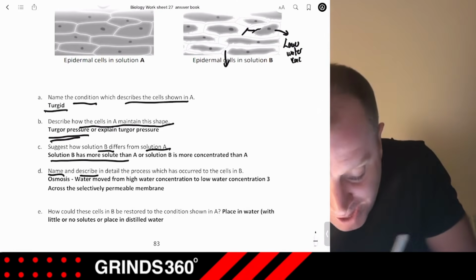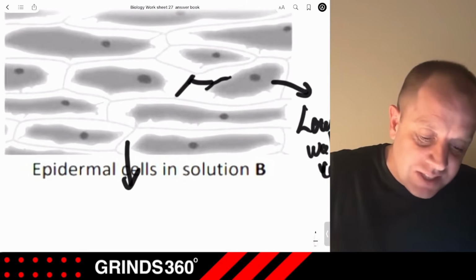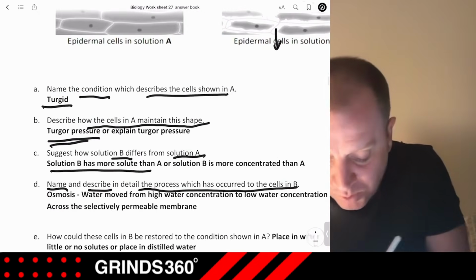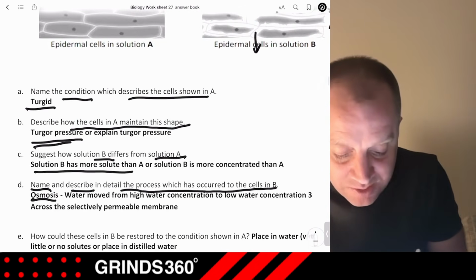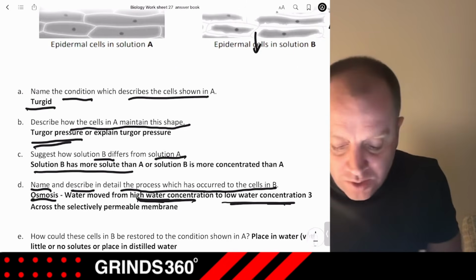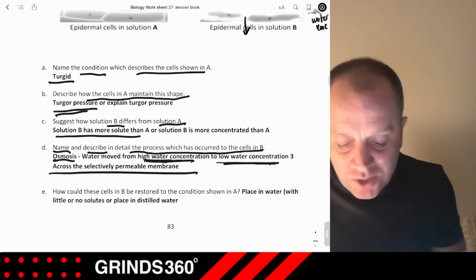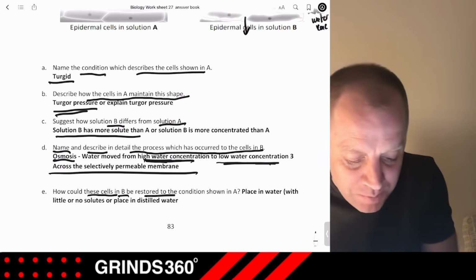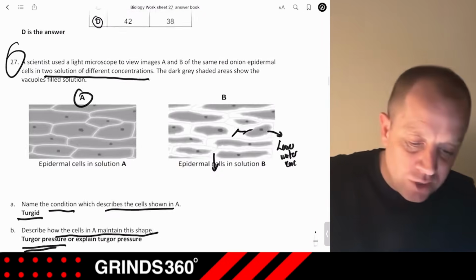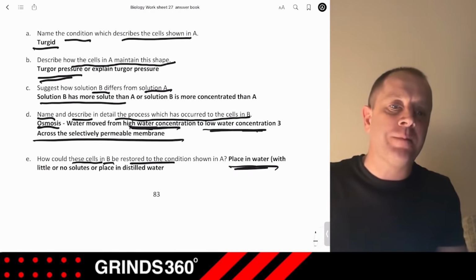Name and describe in detail the process which has occurred to the cells in B. The cells in B have lost water due to osmosis. So that's the name of the process, and you had to describe it: the movement of water from a high water concentration to a low water concentration across a selectively permeable membrane. Look at question E. How could these cells in B be restored? To A, how could you get these cells to look like these cells? You could place them in water again.